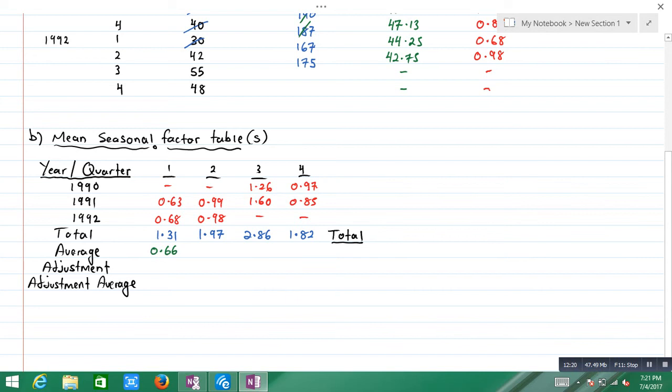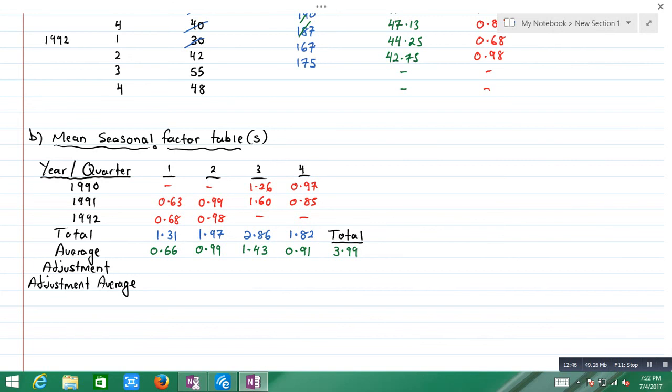So your adjustment average is your seasonal factor. That will be your F. Okay. So we are done with part B. Let's go for part C now. Part C is your forecast, correct?